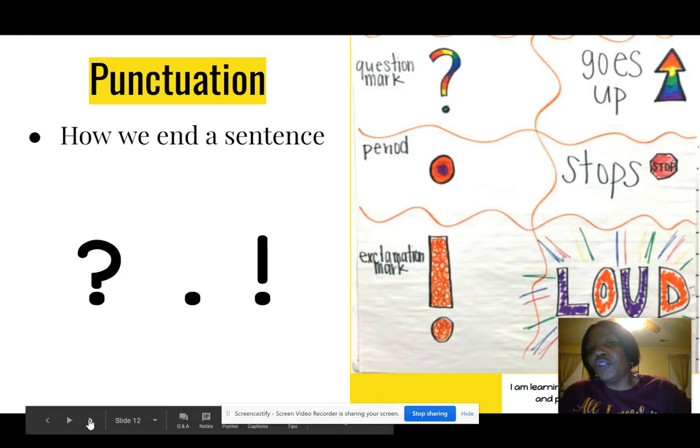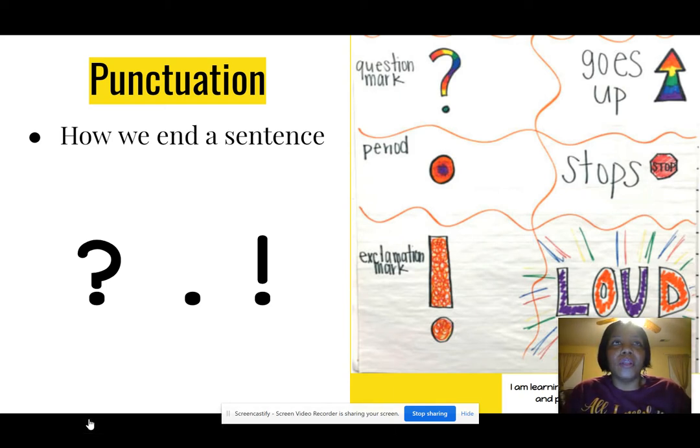Next, our punctuation. Whoa, boy, that's another tough word. I'm going to say that word a little bit slower and I'm going to break it down for you. Punctuation. Try that with me. Punctuation. The word is punctuation. And punctuation means how we end a sentence. We know that capital letters is how we begin a sentence, but there's punctuation that's always going to be found at the end of a sentence. So a sentence is not a sentence without punctuation. I wonder if you can say that with me. A sentence is not a sentence without punctuation.